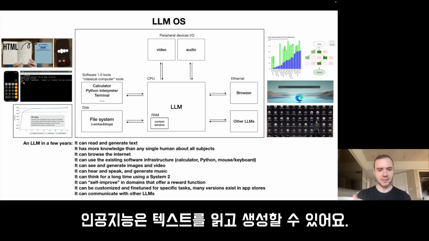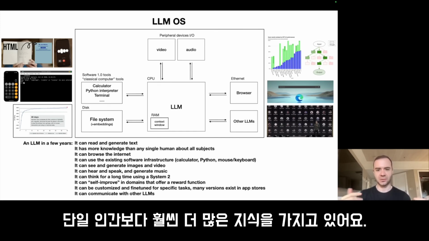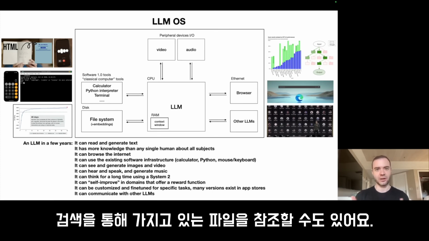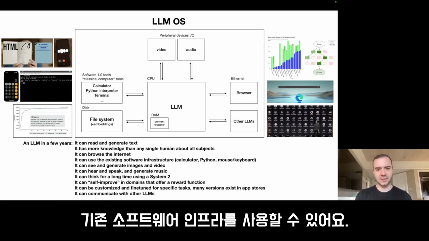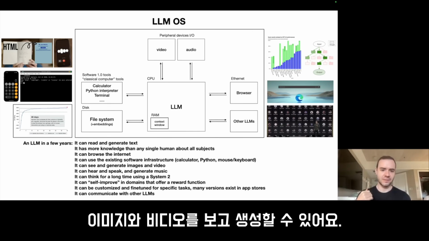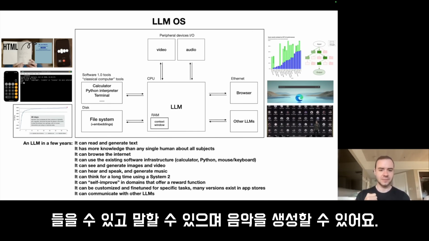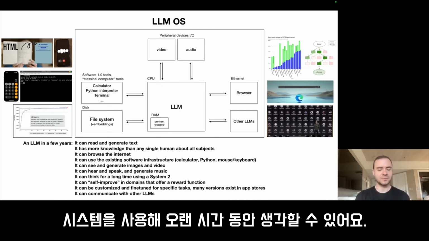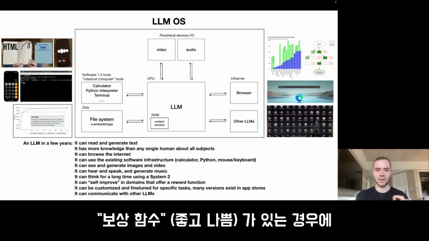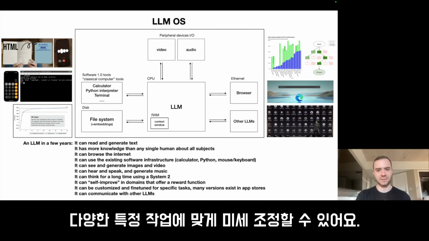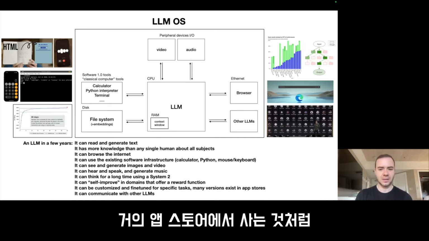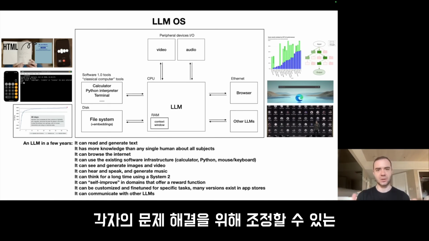It can read and generate text. It has a lot more knowledge than any single human about all the subjects. It can browse the internet or reference local files through retrieval augmented generation. It can use existing software infrastructure like calculator, Python, etc. It can see and generate images and videos. It can hear and speak and generate music. It can think for a long time using System 2. It can maybe self-improve in some narrow domains that have a reward function available. Maybe it can be customized and fine-tuned to many specific tasks. So maybe there's lots of LLM experts almost living in an app store that can coordinate for problem solving.